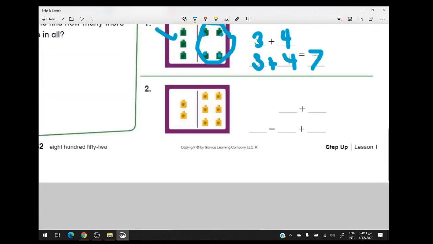Okay, let's go to number 2. We need to build an equation using these yellow cubes. In the first group, I see 2 yellow cubes. In the second group, I have 6. So 6 plus 2 equals 8. Great job. How did I know? I put 6 in my mind and 2 in my hands, and I continue counting. 6, 7, 8. So it will be 8. Fine. Now let's go to the next page for today.